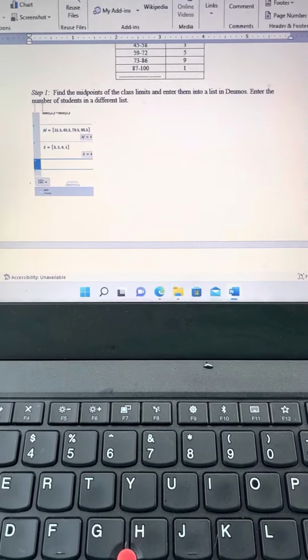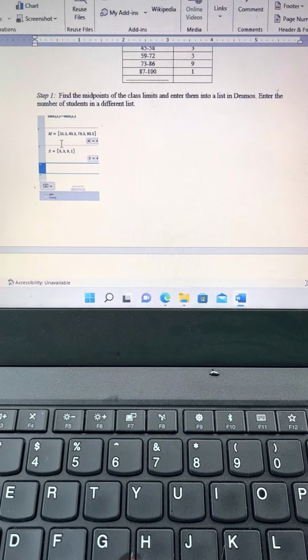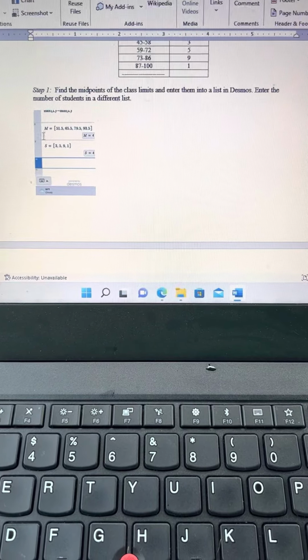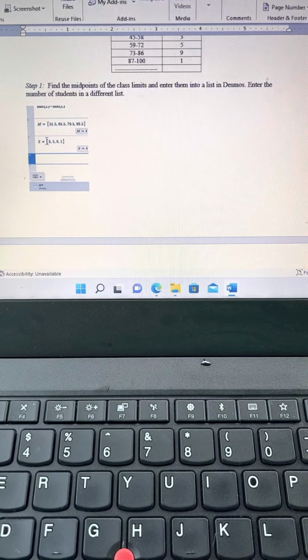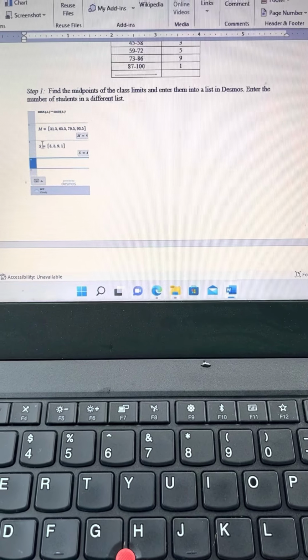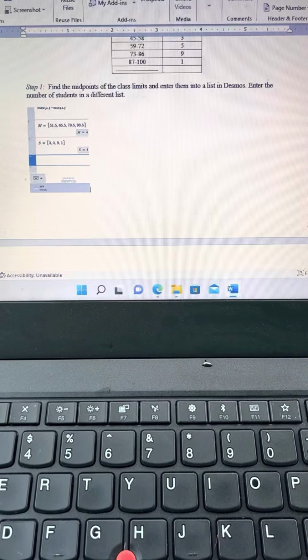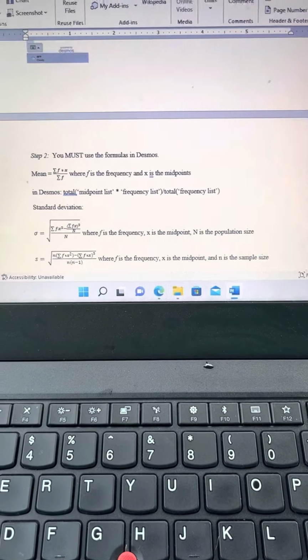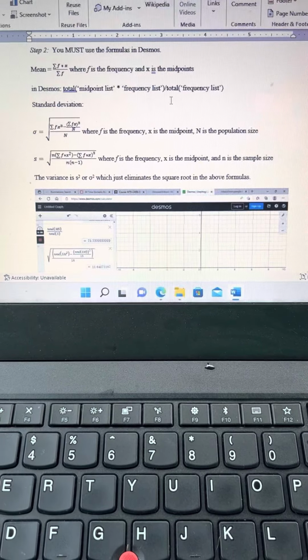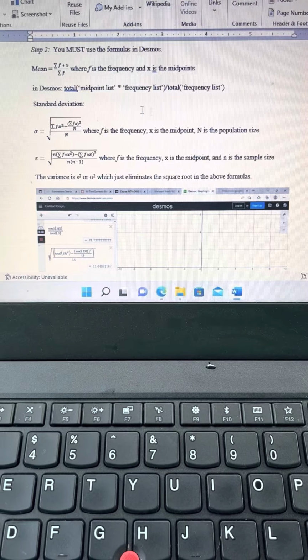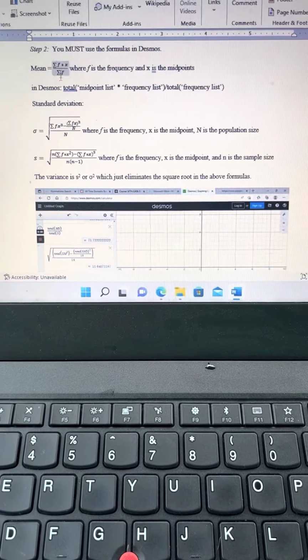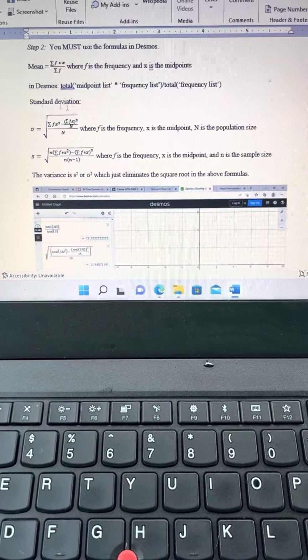So for Desmos, if you're going to do the frequency distribution, you just need to remember what you call your list. So like I did M for my midpoint and S for students. You could do F for frequency if you want. And so you must use the formulas in Desmos. At least I've never figured out another way to do it. So the mean's not too bad. It's the standard deviation that's so awful.